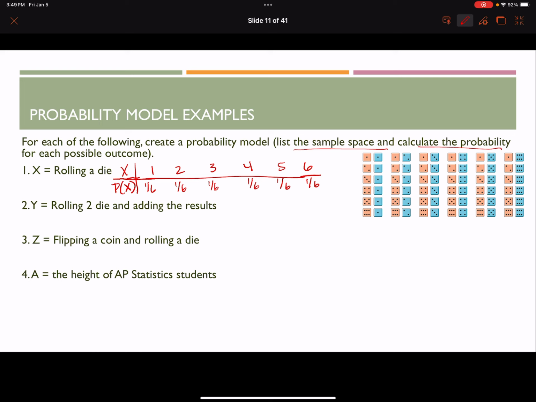All right, let's look at event Y, rolling 2 die and adding the results. So you can see over here, I have this little picture that we've looked at previously. If I'm rolling 2 die and adding up all the results, these are all the possible outcomes that I could get. And so I'm going to start with Y, and I'm going to list out all the sample space. The smallest sum is a 2, and I can go all the way up through a 12, right?